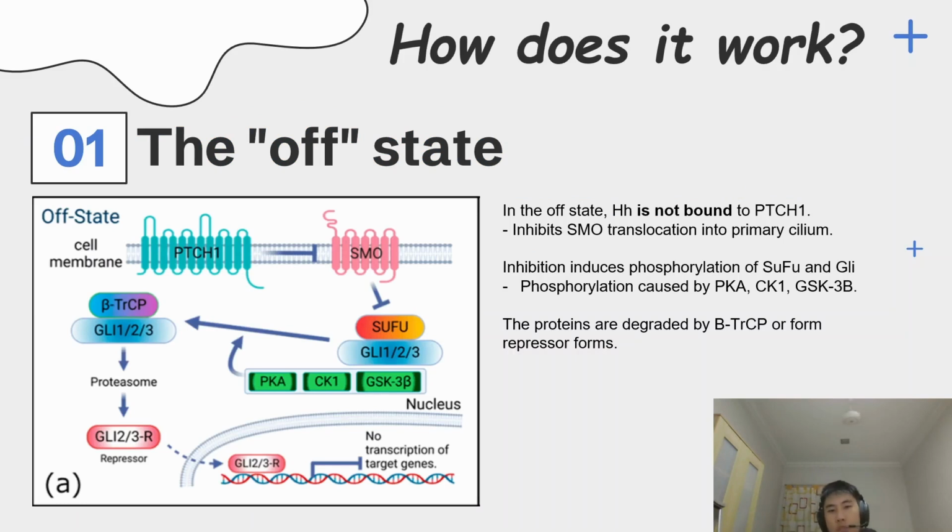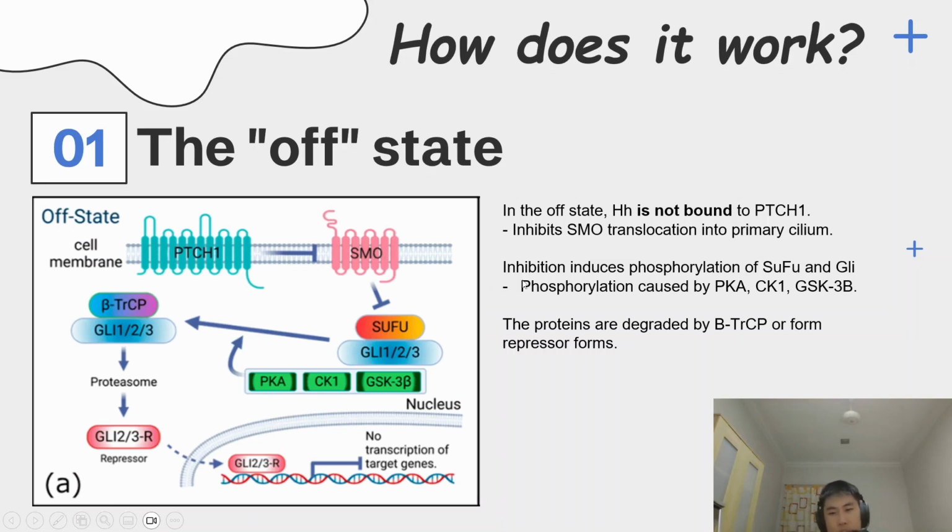So hedgehog signaling has two states, the off state and the on state. In the off state, HH is not bound to Patch1. HH is the signaling molecule and Patch1 is the receptor for HH, but it's not here. So because it's not here, this inhibits SMO translocation into the primary cilium. SMO is Smoothened and it's a signal transducer.